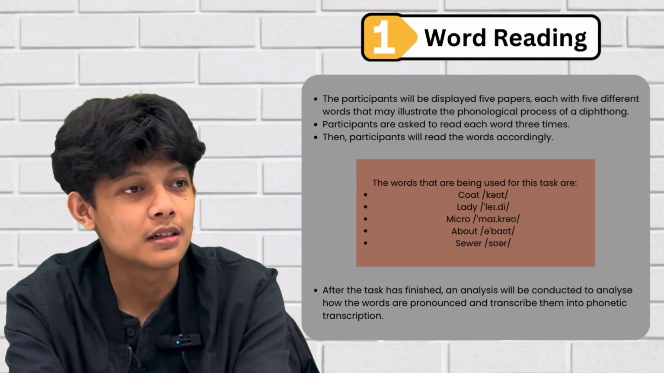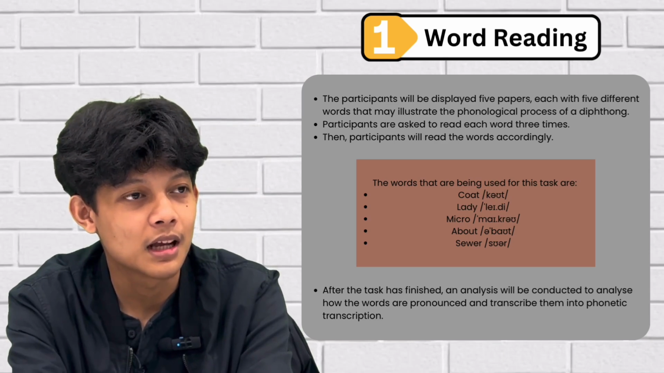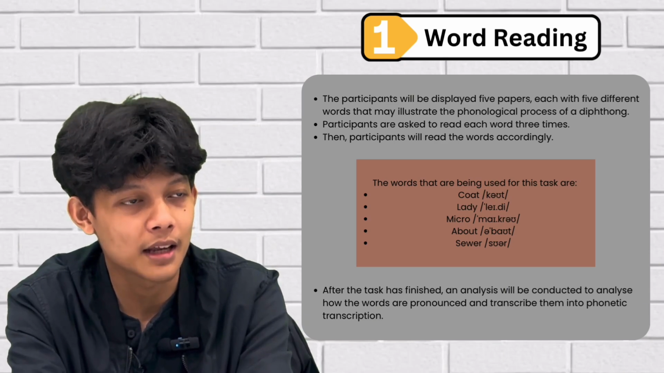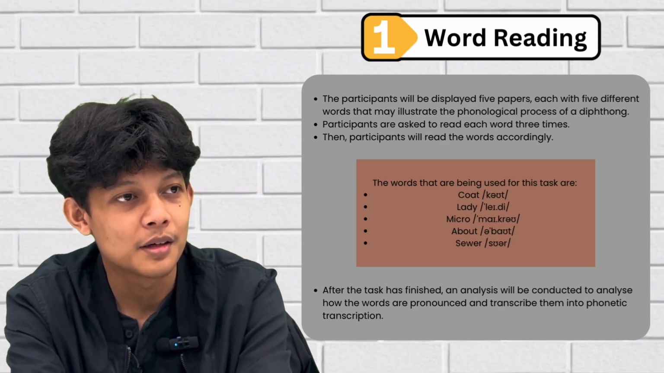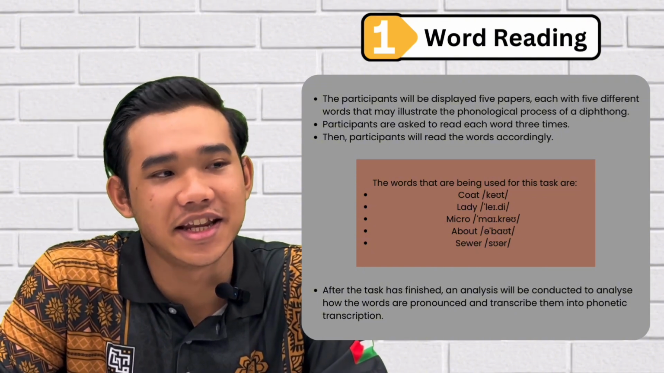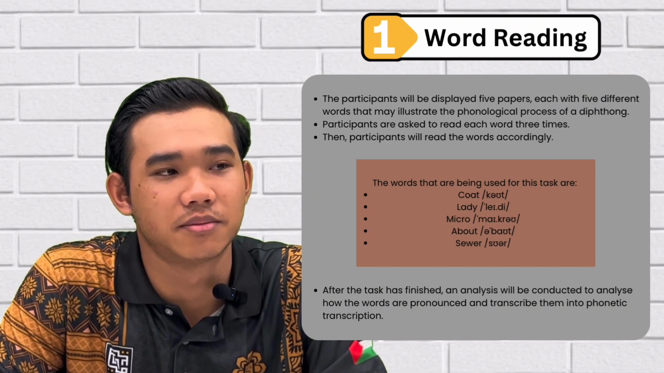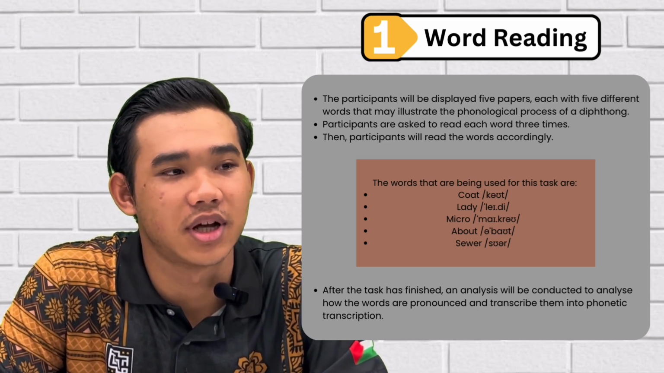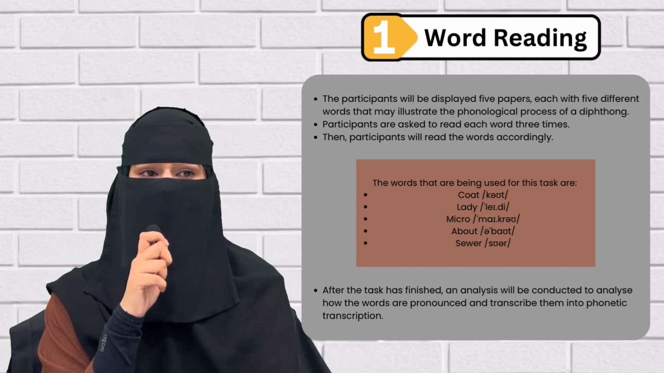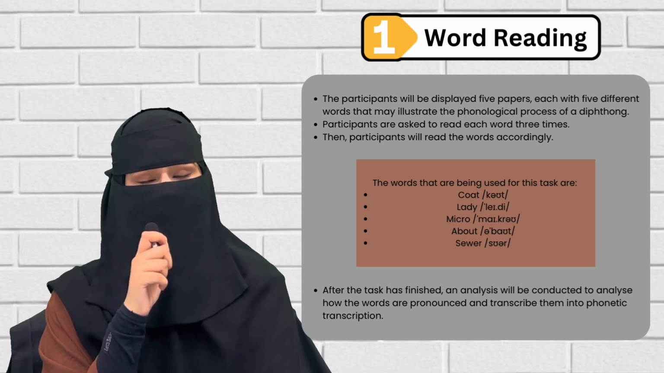Word reading. The participant will be displayed 5 papers each with 5 different words that may illustrate the phonological process of a diphthong. Participants are asked to read each word 3 times, then participants will read the words accordingly. The words that are being used for this task are coat, lady, micro, about, and sewer. After the task has finished, an analysis will be conducted to analyze how the words are pronounced and transcribe them into phonetic transcription.